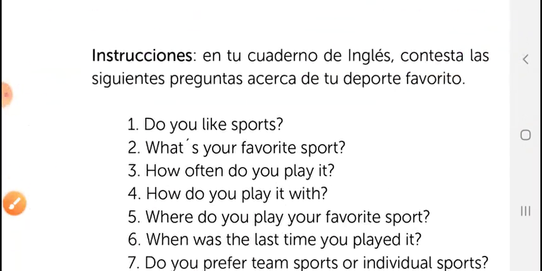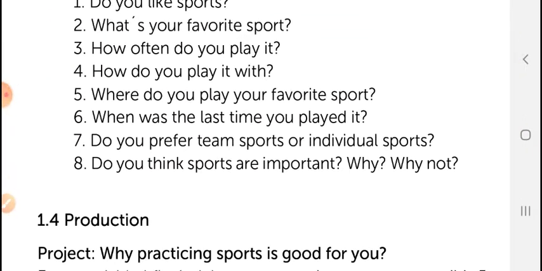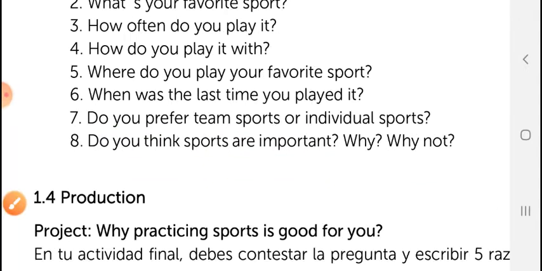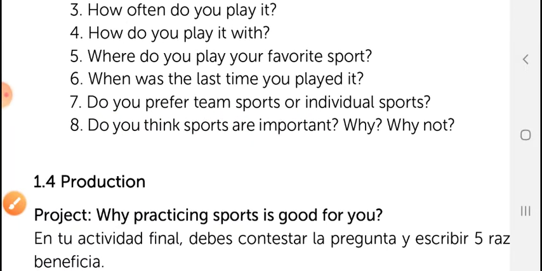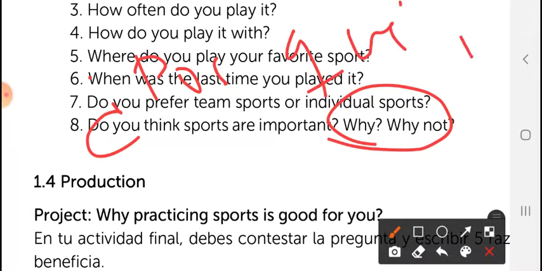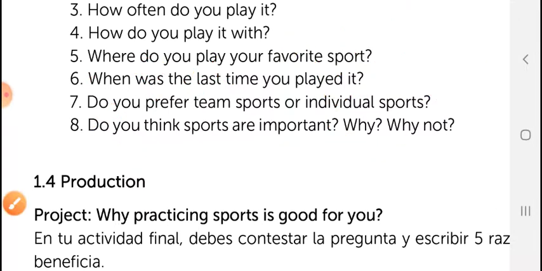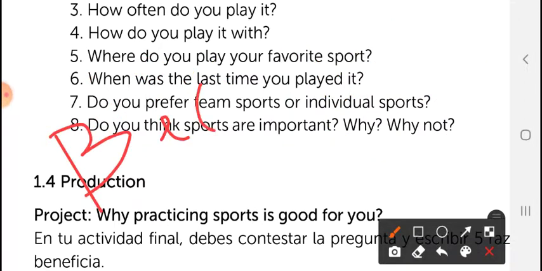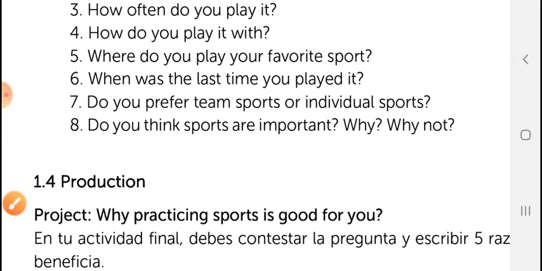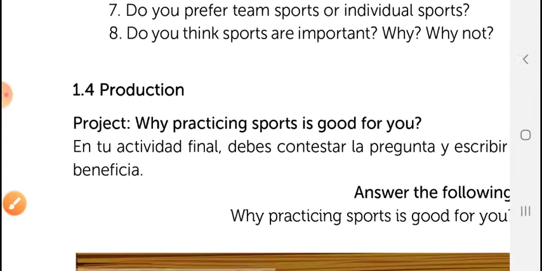Now next, number 7. Do you prefer team sports or individual sports? Esta no está arriba, okay? This one is for you. I prefer team sports, okay? Deporte de grupo. Do you think sports are important? Why or why not? Cuando te pregunta why, te está preguntando ¿por qué? ¿Okay? Entonces, your answer debe ser because. En el video, cuando les preguntaban a las niñas, why do you like baseball? Because, porque, and you already answer.